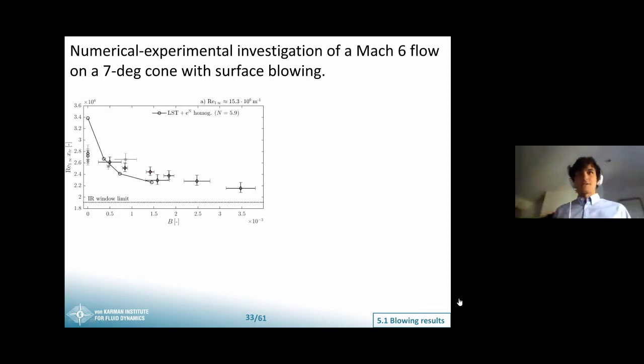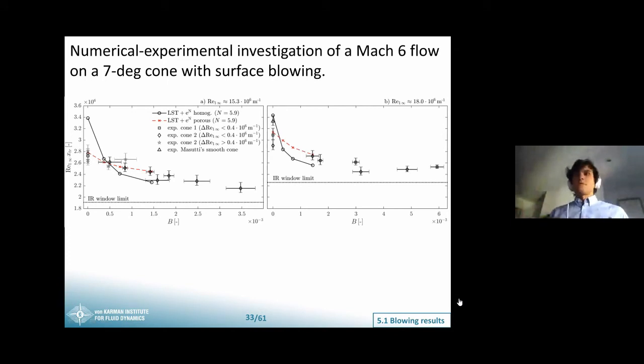And by using the homogeneous boundary condition, so just forgetting about the porous surface, we see that we don't quite fit within the experimental results. However, the moment we deploy the porous boundary condition, we see that the results lie very nicely within the experimental points. The same occurred with a different Reynolds number. Again, with the homogeneous boundary condition, we're not quite there, but with the porous, it lies there very nicely.